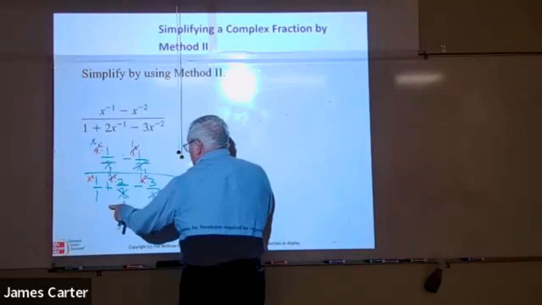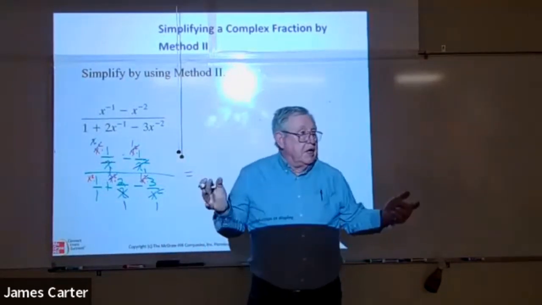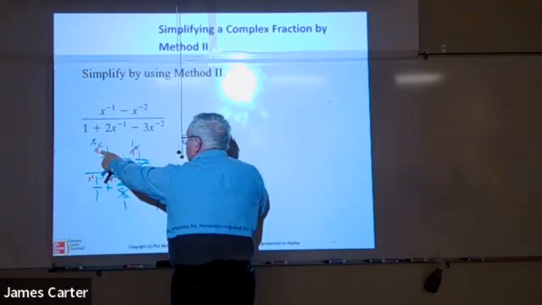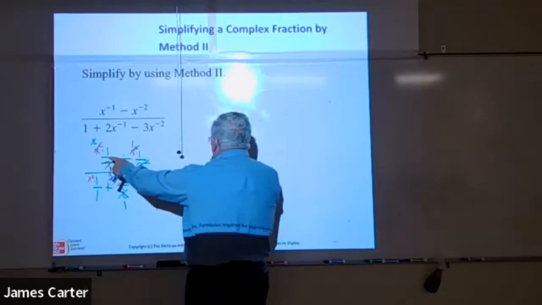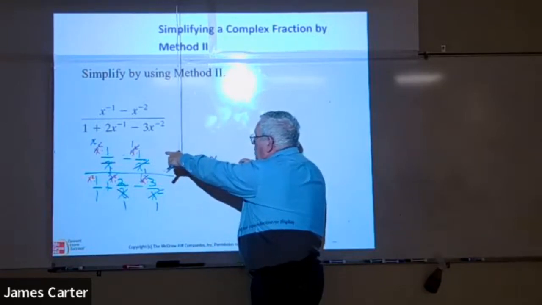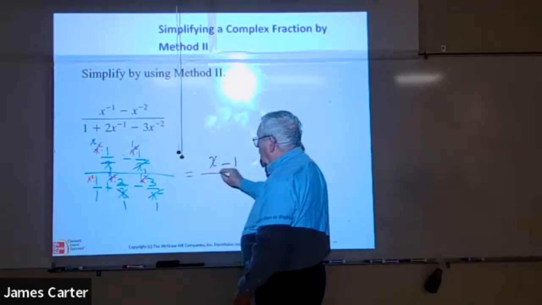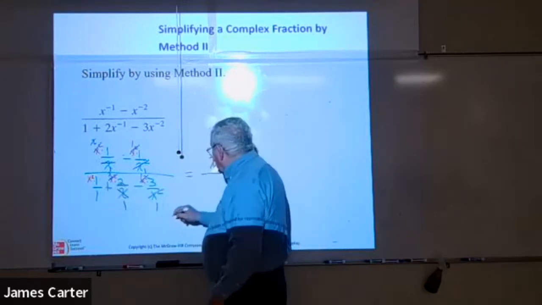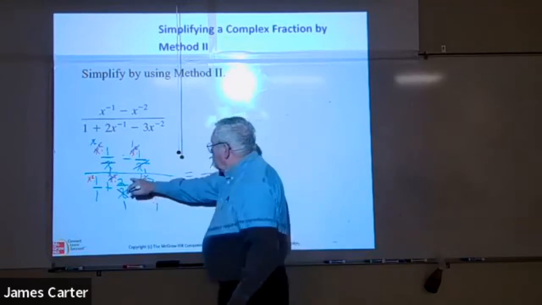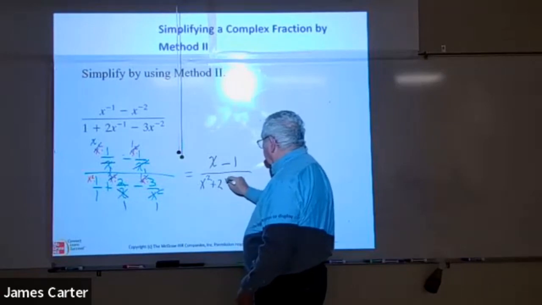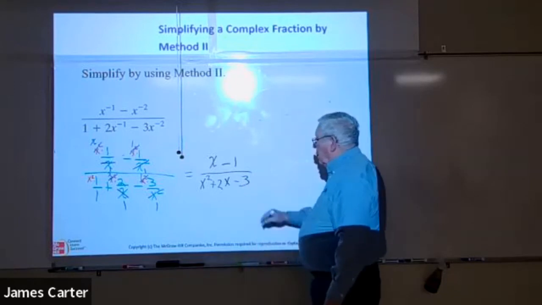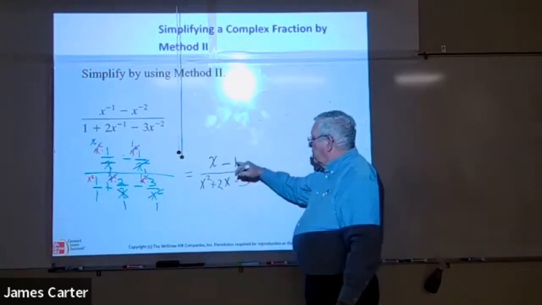I've got 1, 1, 1, 1, 1. So my denominators are gone. In that sense, my double denominators. Okay, so I've got x times 1 here, or just simply x, minus 1 times 1 is 1 over x squared plus 2x minus 3.